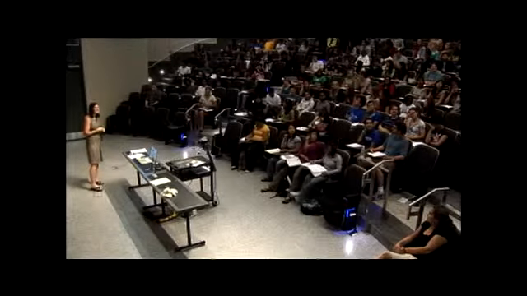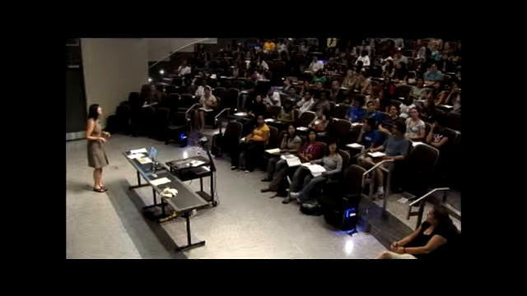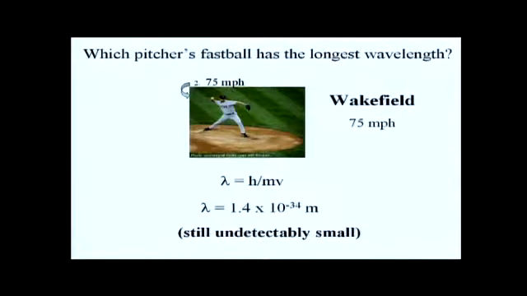It looks like, in fact, people did not forget that relationship, and only 1% of you humored me. So let's see what the correct answer is. And it is, in fact, Wakefield, right? Because there's an inverse relationship between how fast a particle is going and what its wavelength is. So in terms of wavelength, Wakefield has the largest wavelength, but in terms of being significant, we're still not even close. It's still undetectably small.